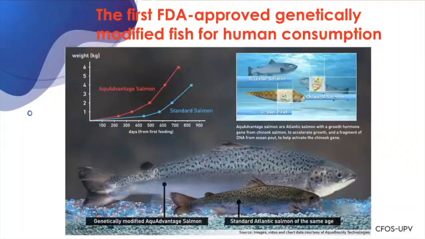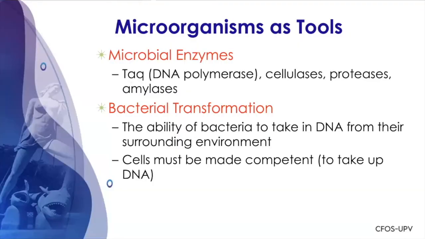Note that this is the first FDA-approved genetically modified fish for human consumption. Now, microorganisms as a tool: we can produce microbial enzymes. This Taq DNA polymerase is from a bacterium called Thermus aquaticus, which is why it's called Taq. It's from a hot spring. Thermophilus means it can survive at a very high temperature. It is used when you do polymerase chain reaction.